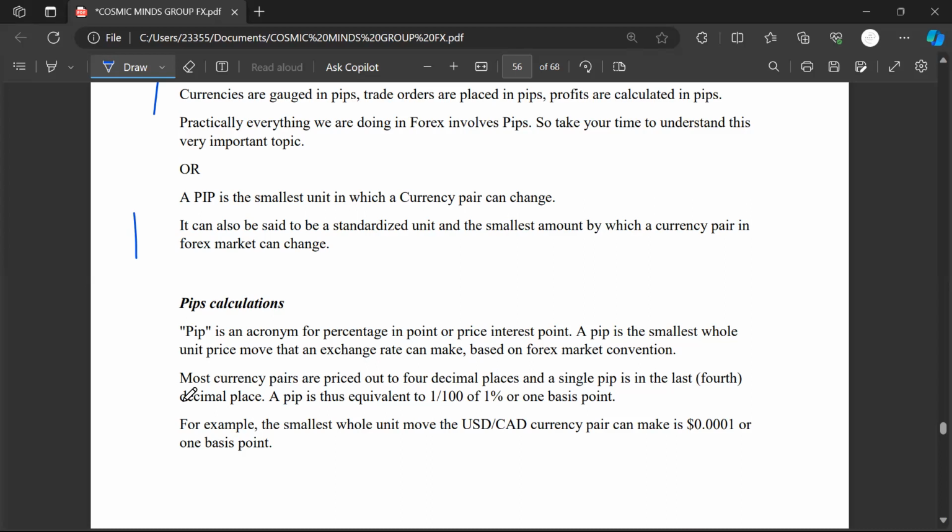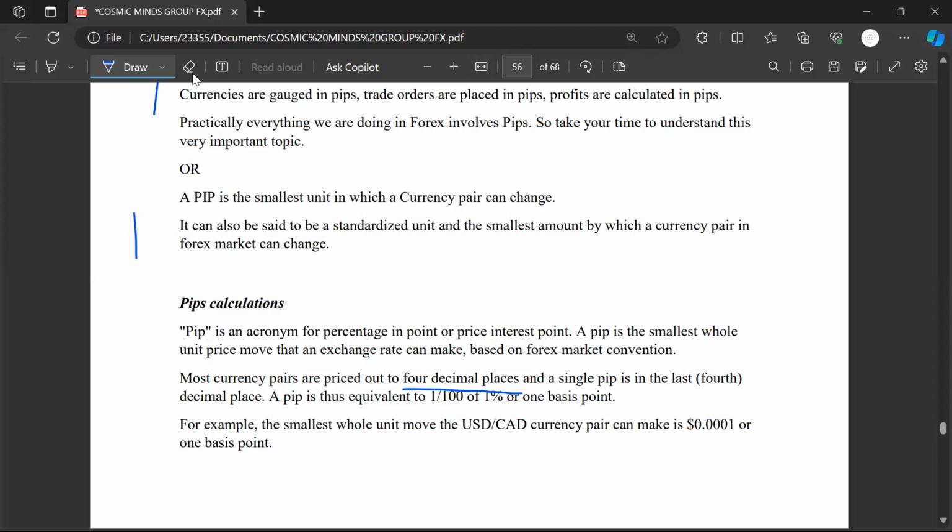Now, pip is an acronym for percentage in points or price interest points. A pip is the smallest whole unit price move that an exchange rate can make based on forex market convention. Most currency pairs are priced out to four decimal places, and a single pip is in the last, fourth decimal place. A pip is thus equivalent to one out of 100, like we said, a percentage thing: 1%, or one basis point.